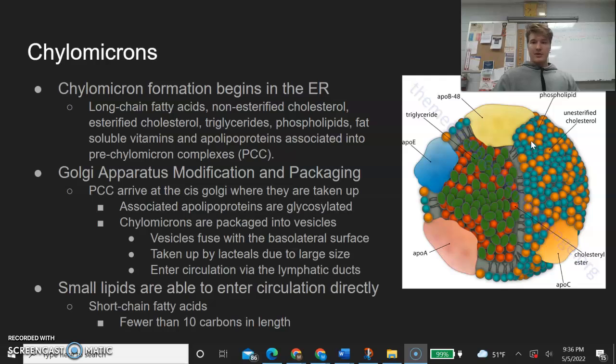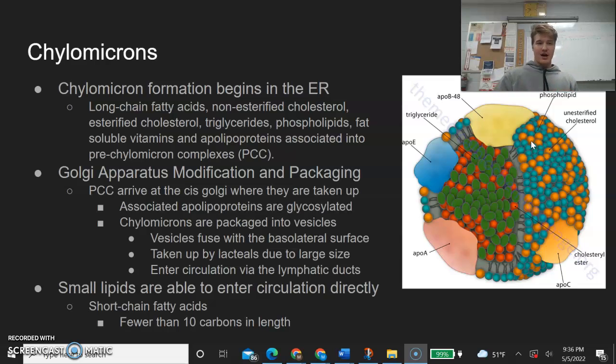And chylomicrons are being used because most fatty acids, most lipids are too large to enter through the basement lamina of the capillary, so they can't be taken up through the circulatory system, so we must do this a different way. So this lipoprotein is used in a bulk fashion to transport lipids through the lymphatic system, which is truly fascinating. So let's talk about the formation.